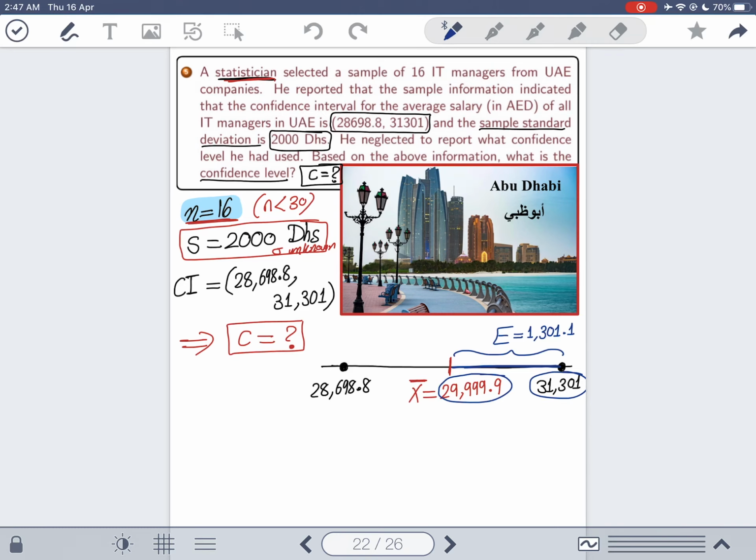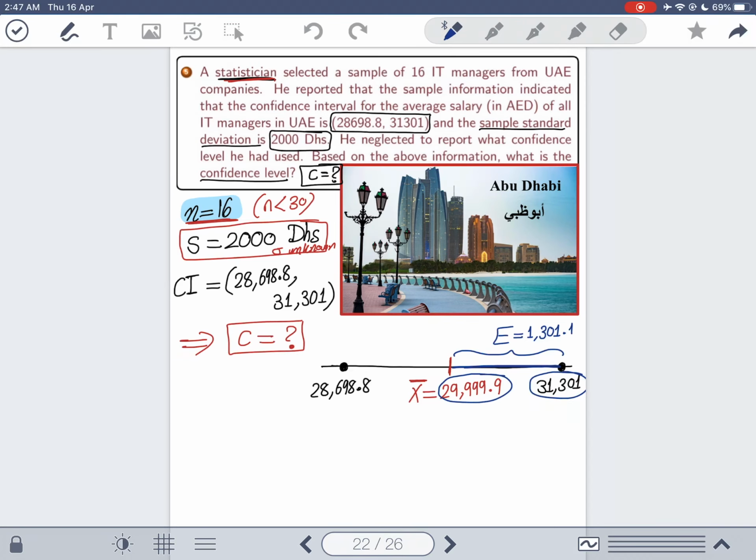See, all of these things can be computed if you have the confidence interval. You just get X bar as the average of the lower and upper limits, and the margin of error as the upper limit minus the mean. Or by the way, you can also do it as the mean minus the lower limit. You try, you'll get the same answer as for the margin of error.